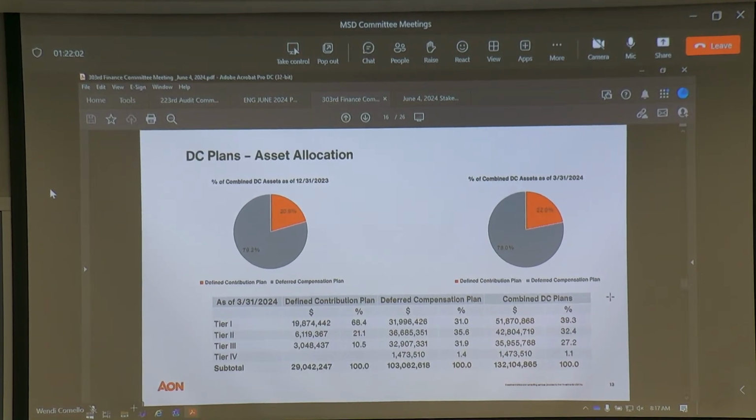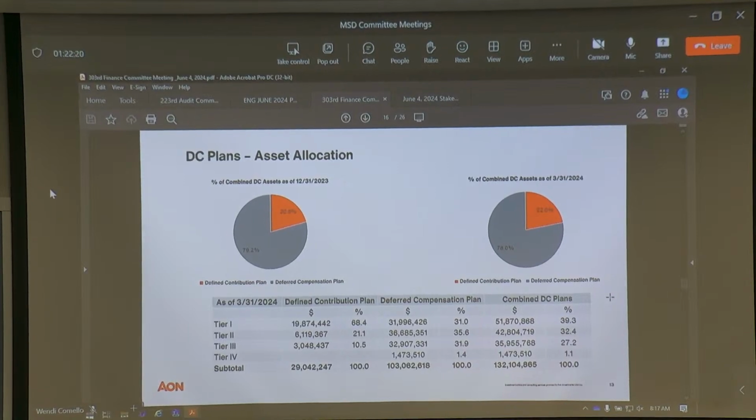But again, this is just a look at from the end of 2023 to the current quarter, how do things sit? And again, pretty much the same split between the two different plan types. But again, some nice asset growth here to $132 million.